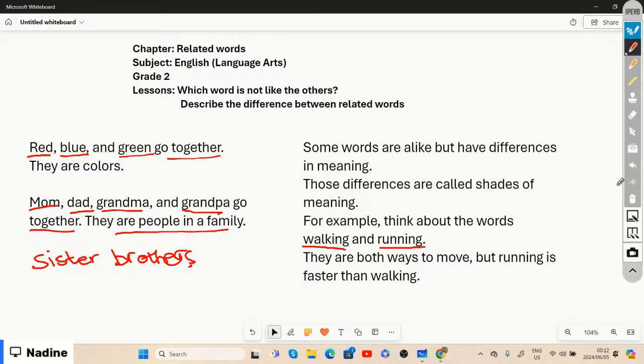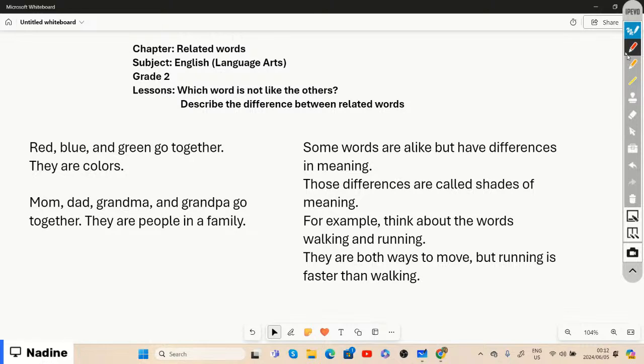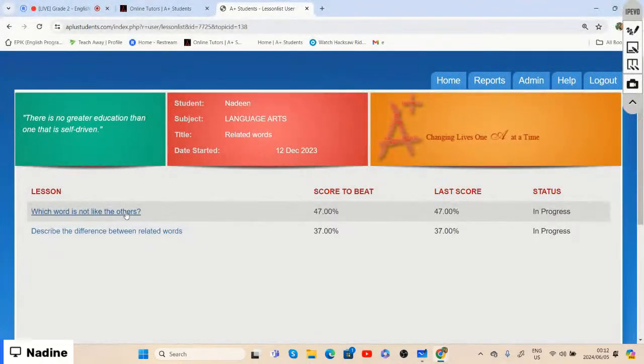But now we're going to go to aplusstudents.ca, and then we are going to find out more about related words, right? And which word is not like the others. We're going to identify that, and we're going to describe the differences between related words.